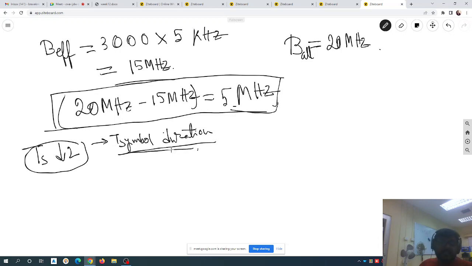So if I decrease Ts by a factor of 2, my question is, what should be the delta f, keeping n constant, like 3000?